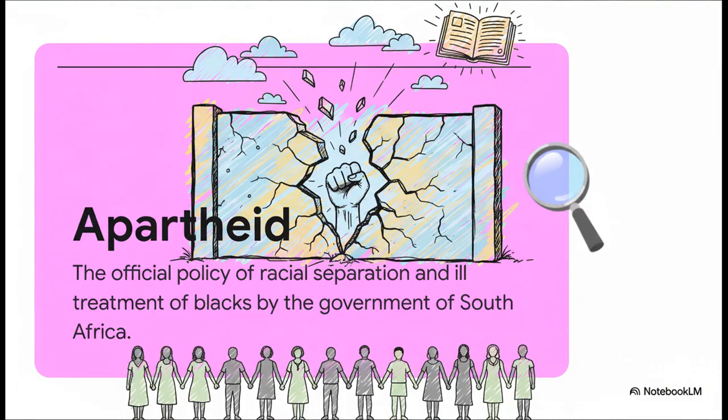Now, for your exam, let's get this definition crystal clear. Apartheid was an official government policy of racial discrimination. The white government made laws that were designed to oppress the non-white majority. This meant separate beaches, separate buses, even separate hospitals. It was a system that stole people's basic human dignity.